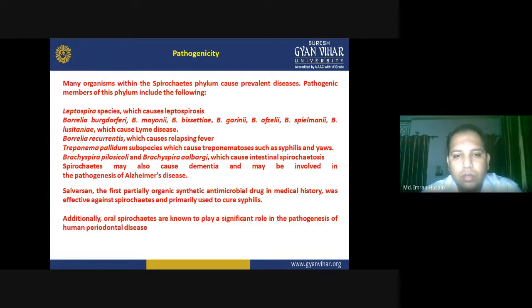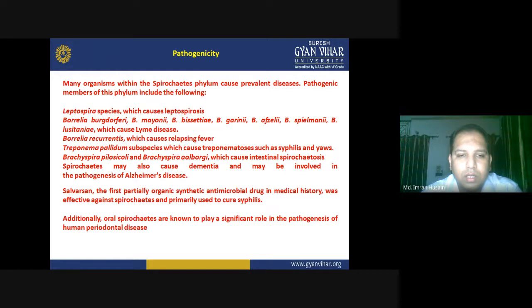Spirochetes may also cause dementia and may be involved in the pathogenesis of Alzheimer's disease. So there are several different types of conditions to which this particular type of bacteria is linked.